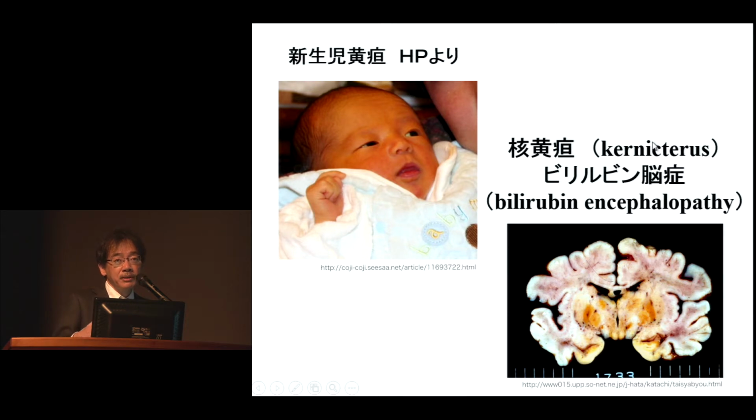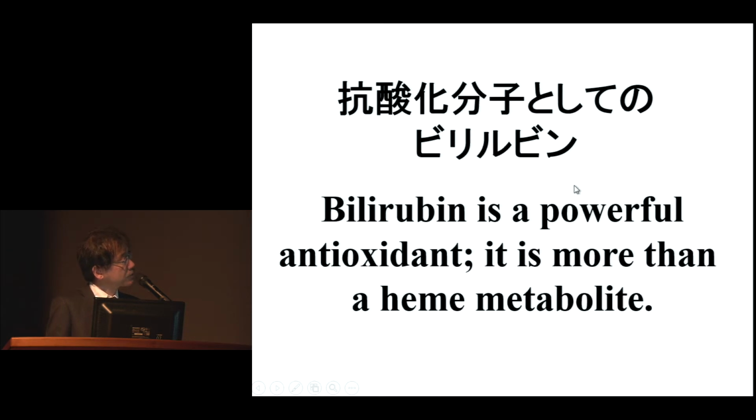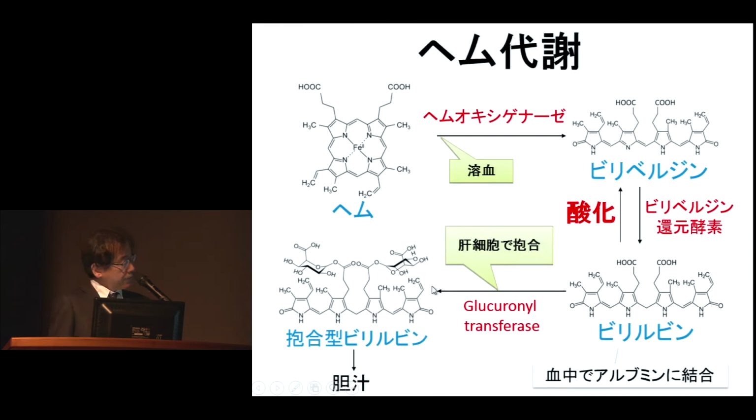And now more and more pediatricians are approaching us for monitoring the serum levels of bilirubin in infants, especially premature babies. In those babies, high levels of bilirubin can cause brain damage. But at the same time, more and more researchers take interest in bilirubin as a powerful antioxidant. So it may be more than a heme metabolite. In fact, bilirubin is easily oxidized back to biliverdin, which suggests it may function as an antioxidant.